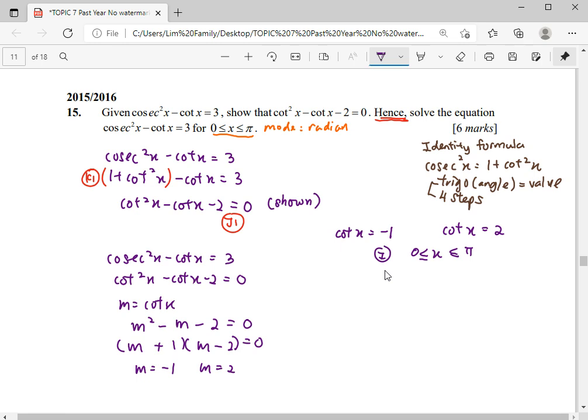Then we go for second step. For the second step here, when we have cotangent negative, it means tangent negative. Tangent negative will occur at quadrant 2 and quadrant 4, because of A, S, T, C, those trigonometry that are positive.